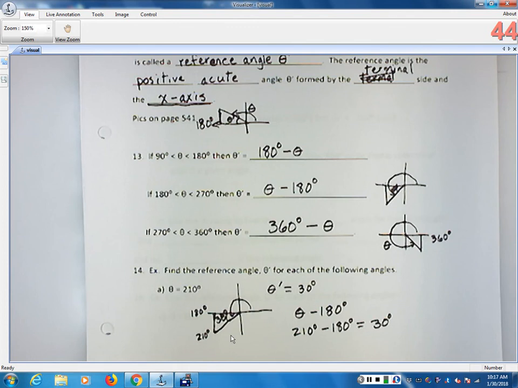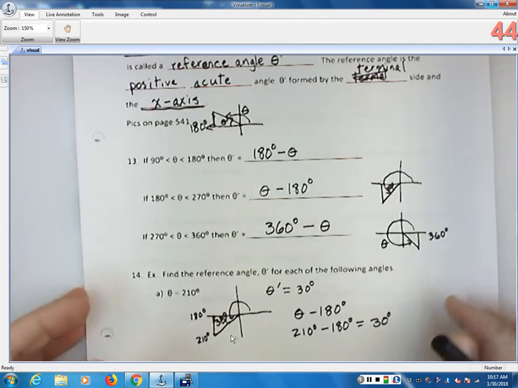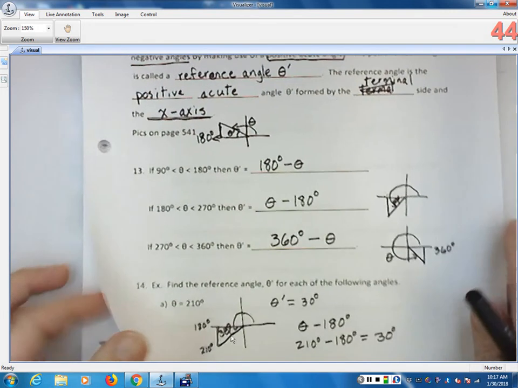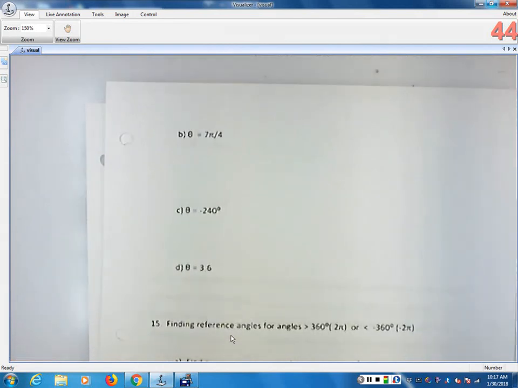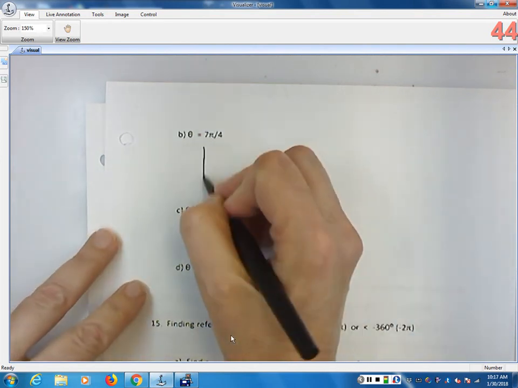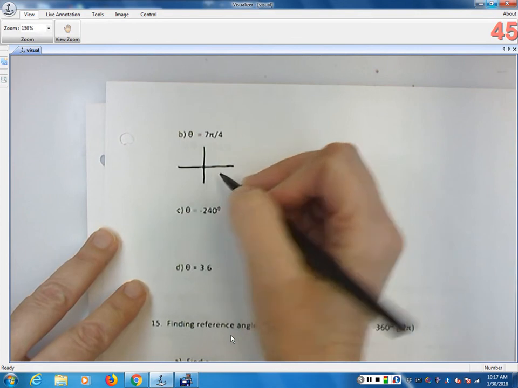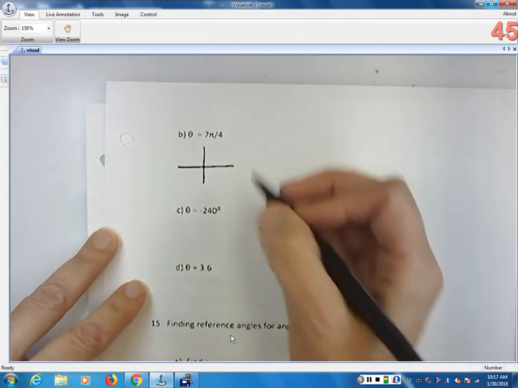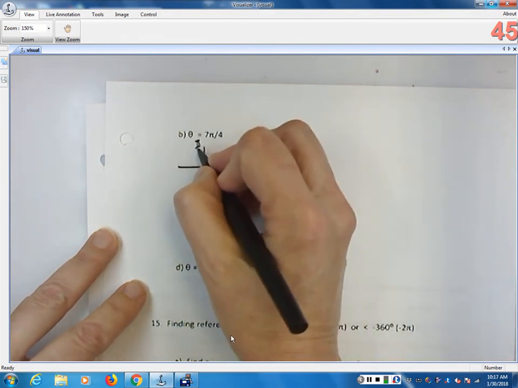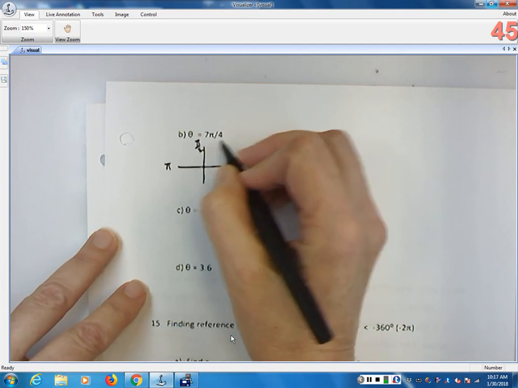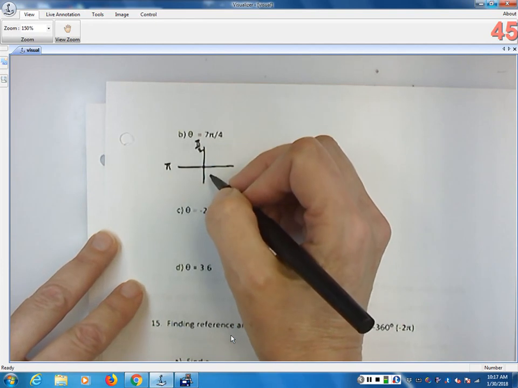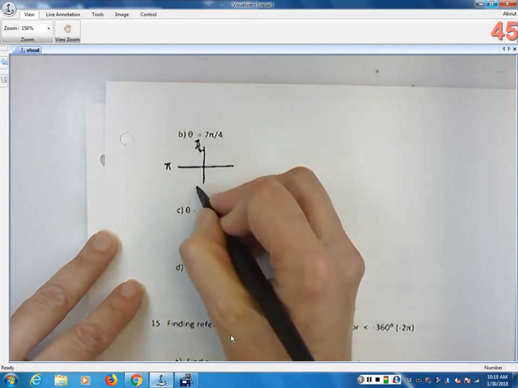Okay, and so I'm just going to draw the pictures. If you get an angle given in pi radians, then you're going to leave theta prime in radians. We're not going to convert everything to degrees in this class. So here, just draw the picture. You need to be able to count in the pi. So this is pi over 2. This is pi, so what's 7 pi over 4? This is 3 pi over 2.